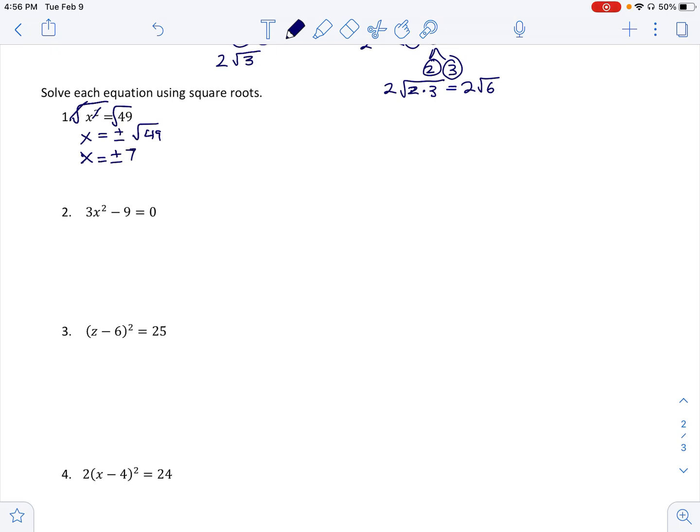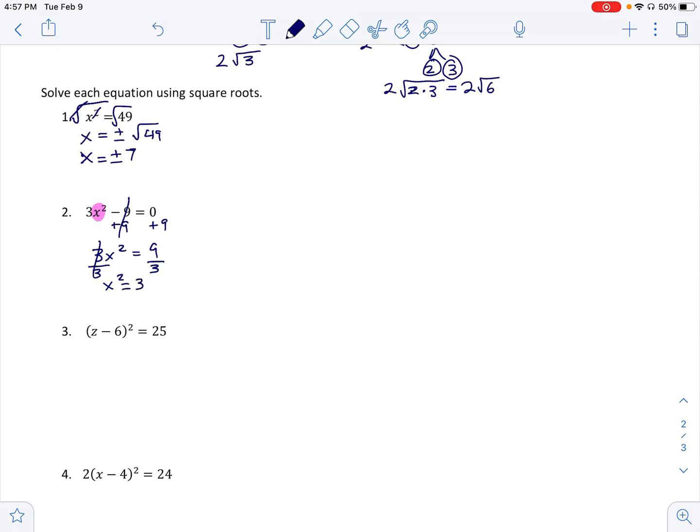All right, number 2. Remember, we have to isolate the x to the second power. So we're going to get that by itself by using algebraic rules. We're going to add 9 to both sides of the equal sign. So 3x squared is equal to 9. And then we're going to divide both sides by 3. So now we have x squared by itself. So x squared is equal to 3.